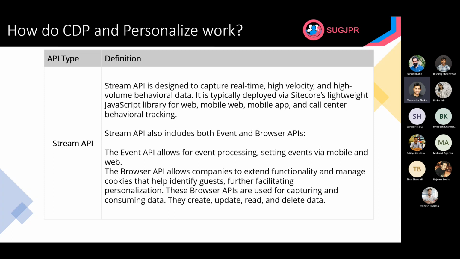Event API is for events that you process on your website or mobile. It could be a click event, it could be a visit event. Browser API is information that you store somewhere in your cookie to identify your guest for further personalization. That kind of information that you are storing in a cookie is collected using the browser API.